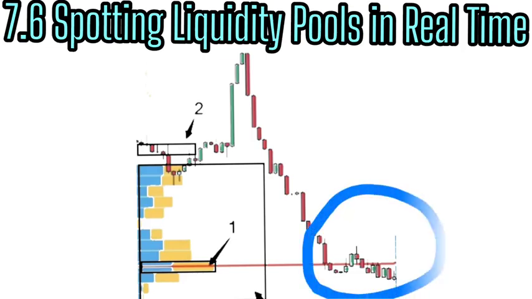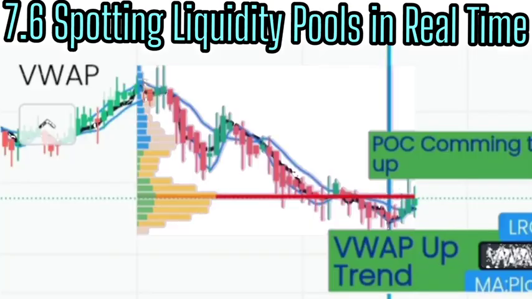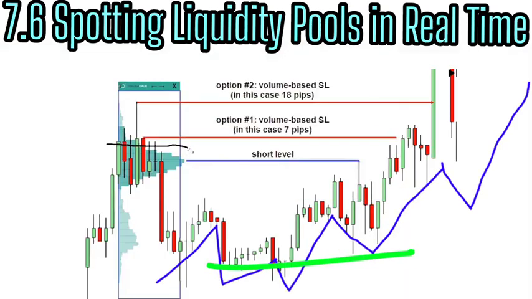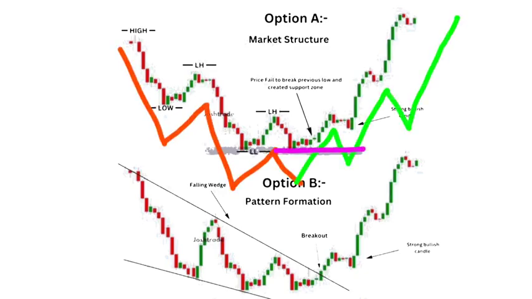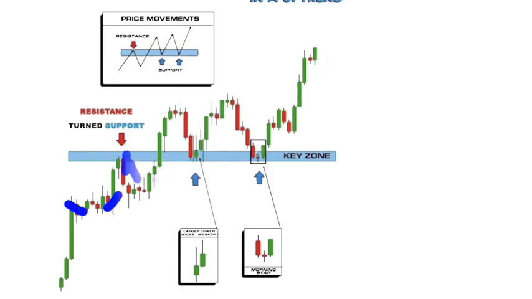7.6, spotting liquidity pools in real time. Recognizing liquidity pools in real time is critical for institutional level trading. Volume profile analysis: identifying high volume nodes where liquidity is concentrated. Order flow software: tools like Bookmap to track hidden orders and large transactions. Price action analysis: spotting sudden reversals and aggressive order fills. Time and sales data: watching for hidden absorption and aggressive spikes.